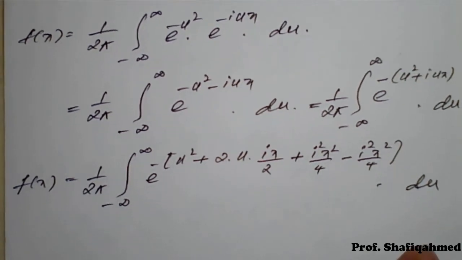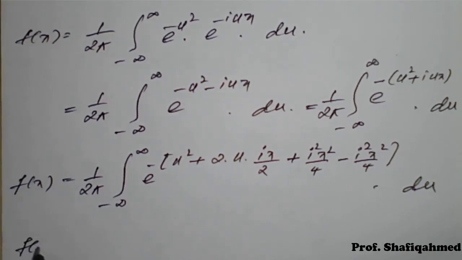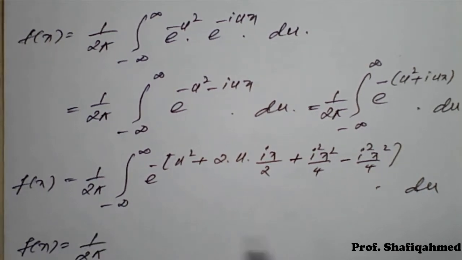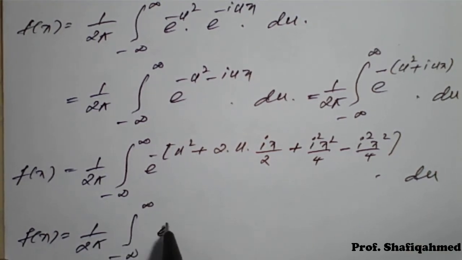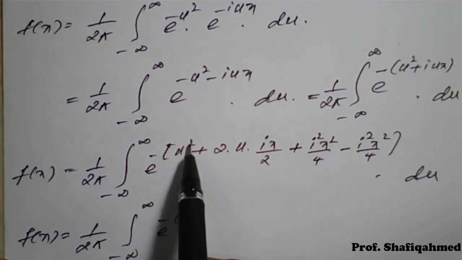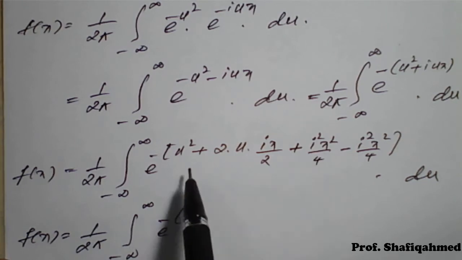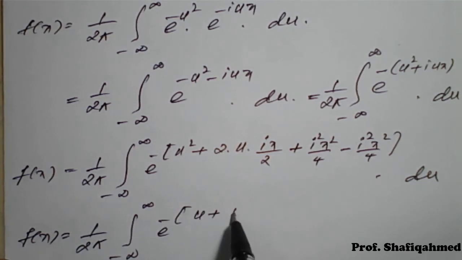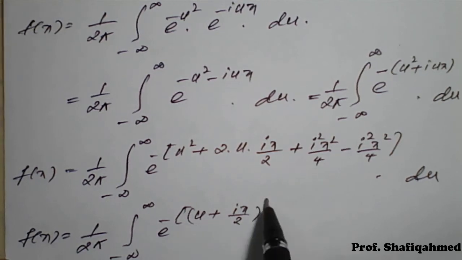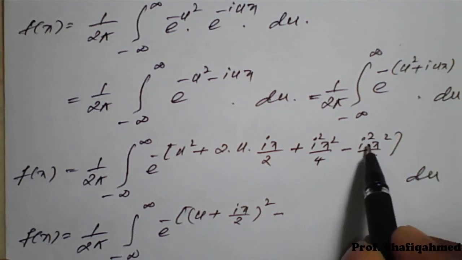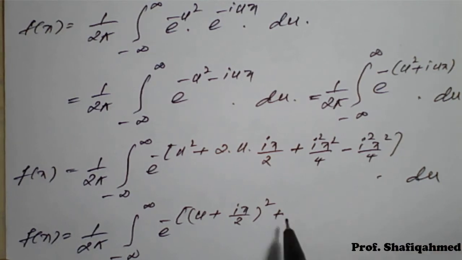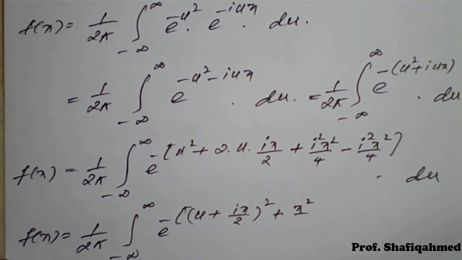Because a square plus 2ab plus b square is nothing but a plus b whole square, our f of x will become f of x is equal to 1 upon 2 pi into integration minus infinity to plus infinity e raised to minus, under the bracket, these three terms u square plus 2ab plus b square form, it is nothing but u plus i x upon 2 whole square, and this minus i square, that minus and this minus will become plus, into x square upon 4 into du.